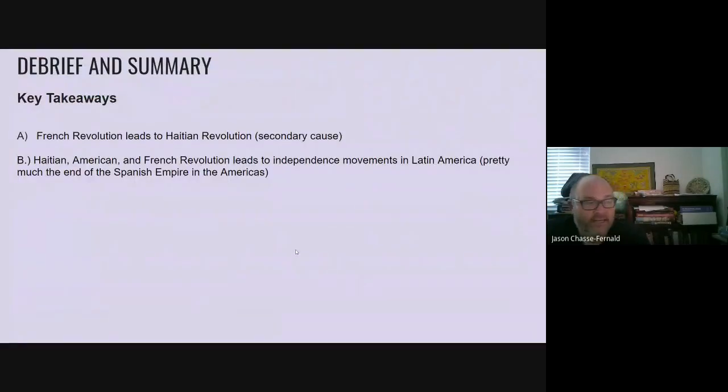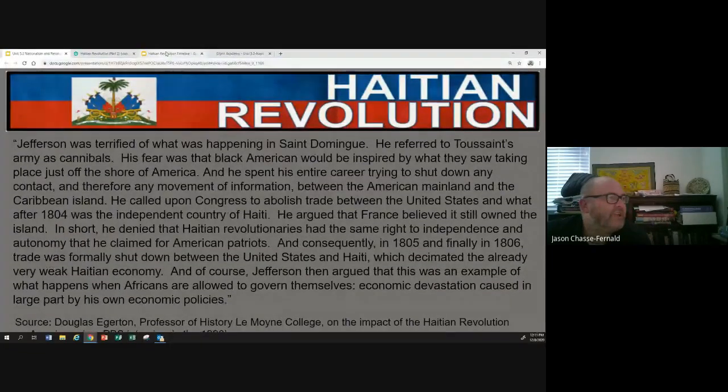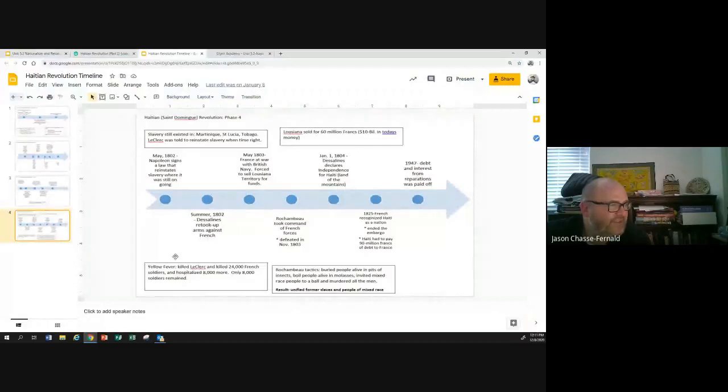All right, so big takeaways here. And before we get into that, let me jump in and look at the actual effects here, because I said I'd look at this. Yellow fever, right? It kills Leclerc, our French leader, Napoleon's brother-in-law, and it kills 24,000 French soldiers, hospitalizes 8,000 more, leaving only 8,000 left, completely decimating French forces.